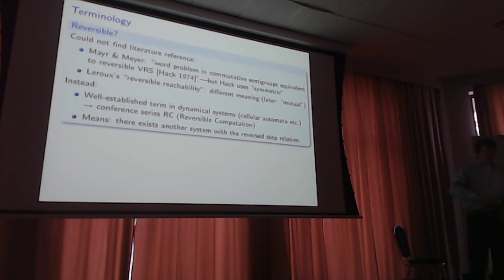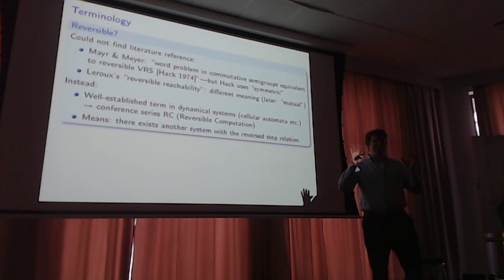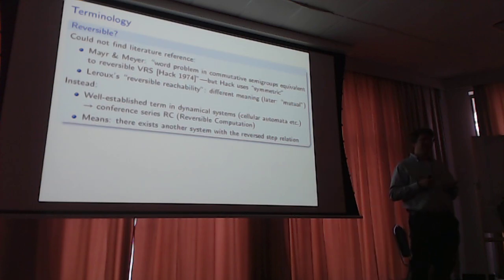Maybe symmetric then. Symmetric would be a candidate. The problem with symmetric is there are many possible symmetries that you could have in a system, right? And saying symmetric, as if that were the only possible symmetry that you could have. Like you could have symmetries by having permutations on the states and not just reversing edges. I think symmetry is too vague of a term.